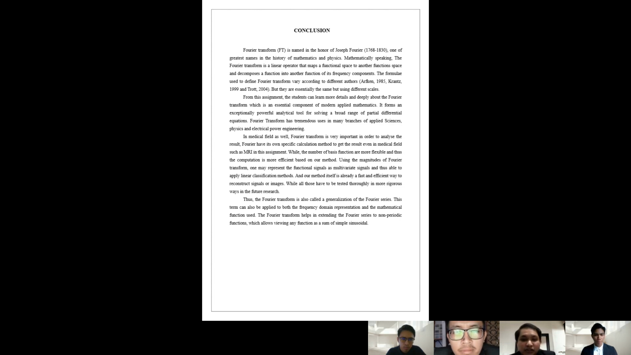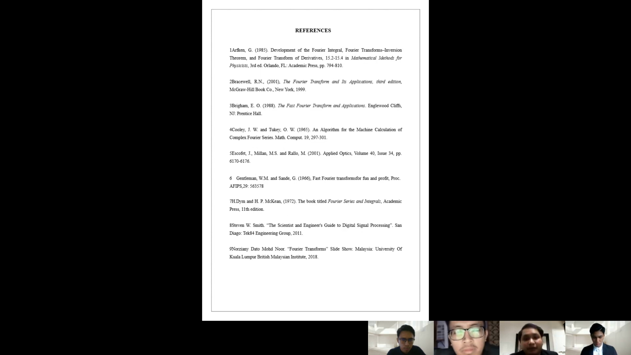While the number of basic functions is more flexible and thus the computation is more efficient based on the method. Using the magnitude of the Fourier transform, one may represent the functional signal as a multivariate signal and thus be able to apply a linear classification method. And our method itself is already a fast and efficient way to reconstruct signals or images, while all of this has to be tested more rigorously in future research. Thus, the Fourier transform is also called a generalization of the Fourier series. This term can be applied to both the frequency domain representation and the mathematical function used. The Fourier transform helps in extending the Fourier series to non-periodic functions, which allows viewing any function as a sum of simple sinusoids. Therefore, what we can conclude is that all of the above, all mentioned earlier, is basically how we want to apply the Fourier transform in terms of electrical engineering and also medical engineering.